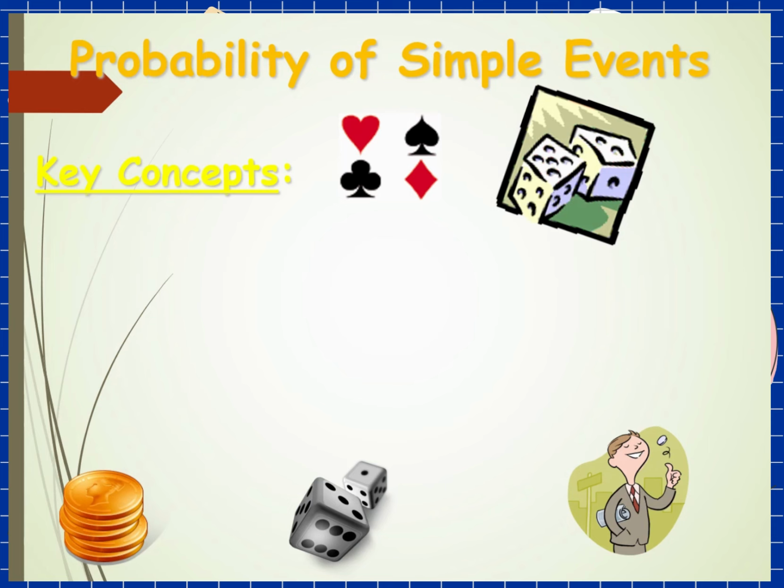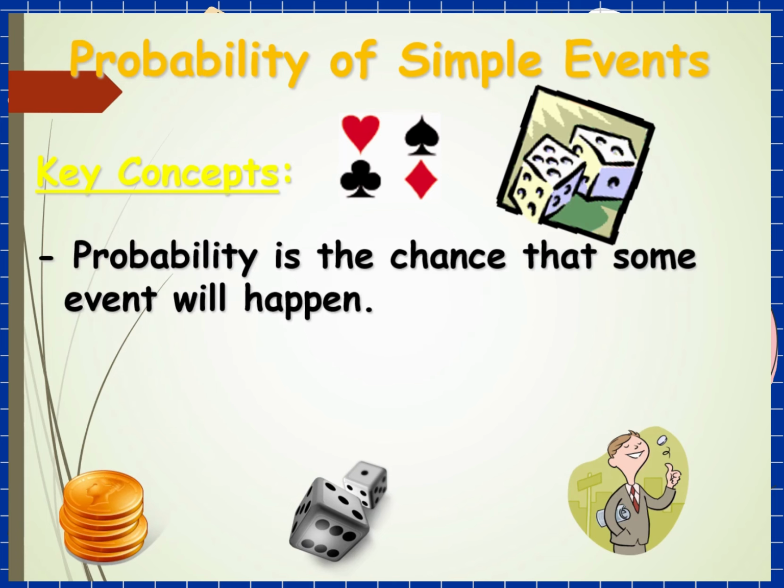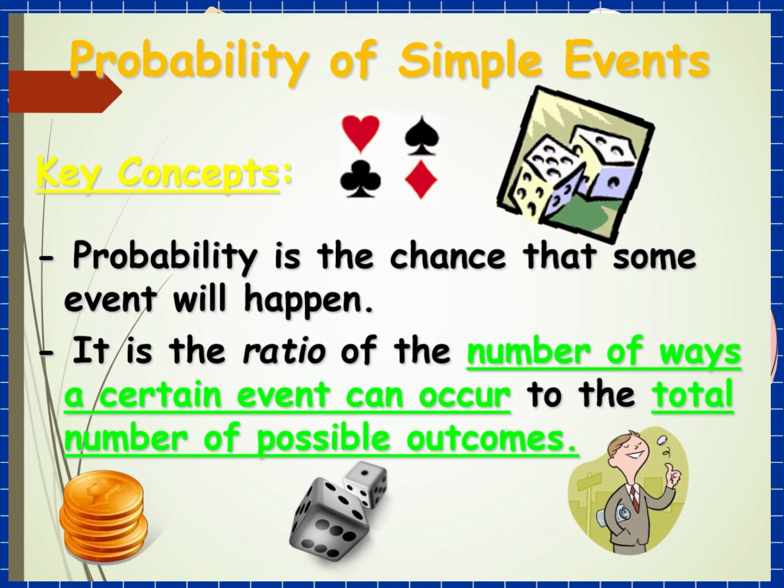Now, let's generalize the lesson and focus on the key concepts. Probability is the chance that some event will happen. It is the ratio of the number of ways a certain event can occur to the total number of possible outcomes. So this is the most important key concept of probability.